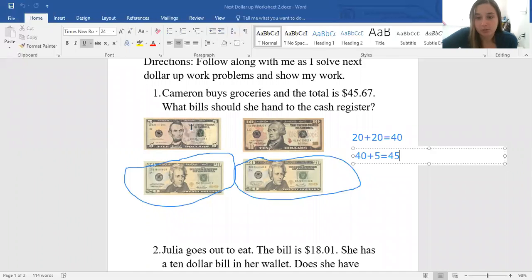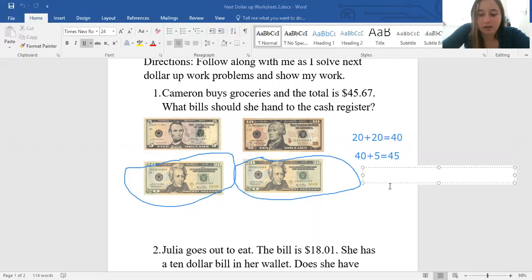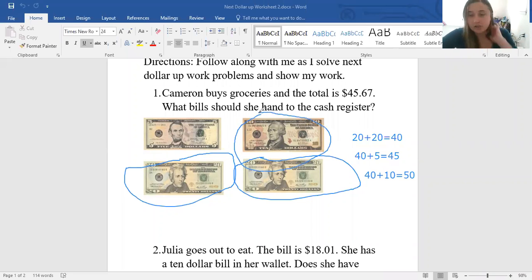So using the $5 bill does not make the most sense here. But let's see what happens if we add a $10 bill to that. So 40 plus 10 equals 50. Well, that's definitely enough because 50 is bigger than 45.67, and it's our best option here. So the 3 bills that I'm going to hand to the cashier to cover a total of $45.67 is a 20, a 20, and a 10.